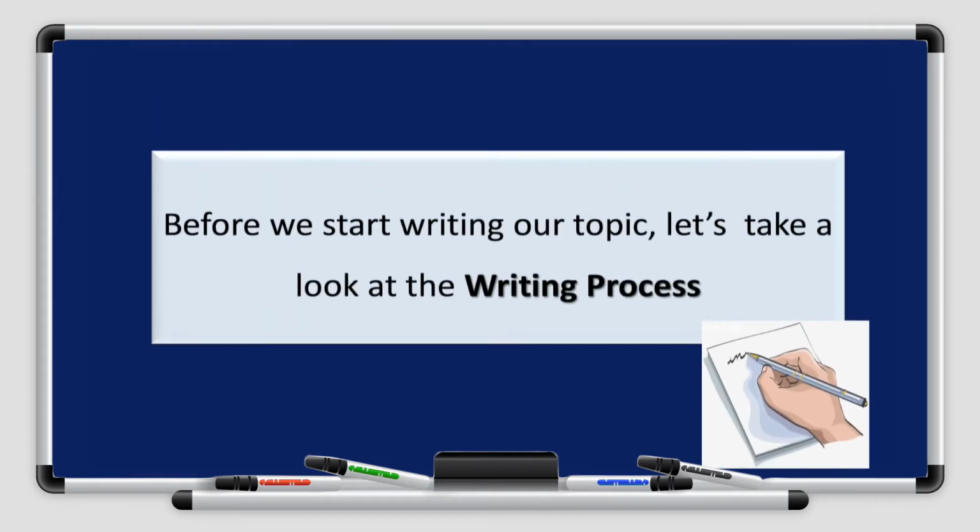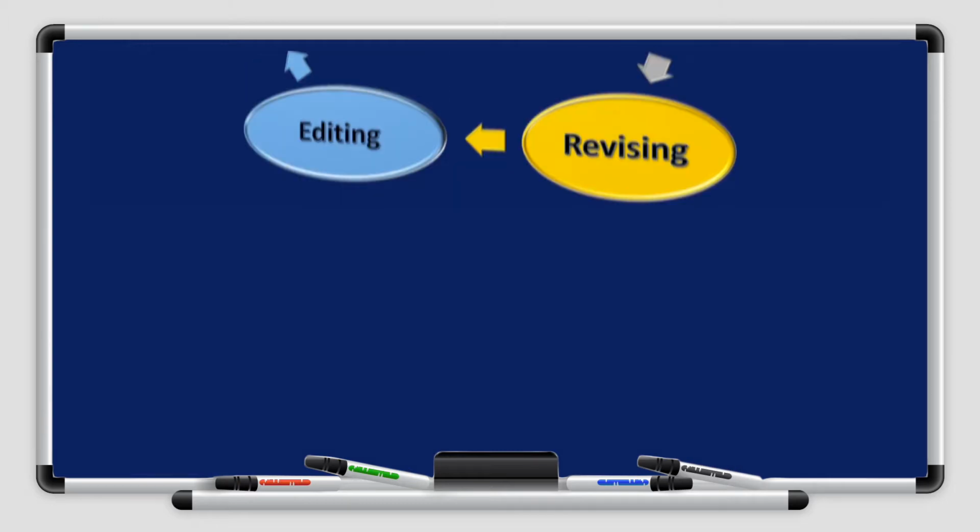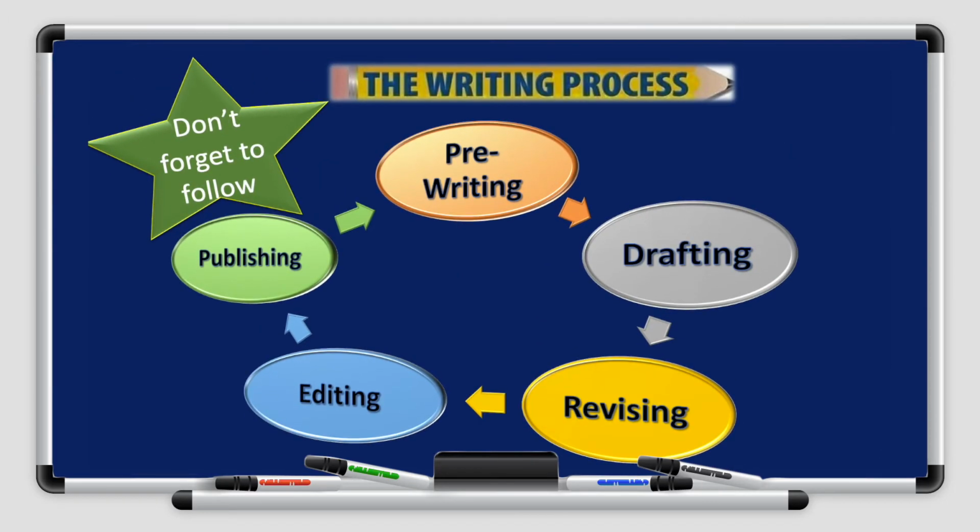Before we start writing our topic, let's take a look at the writing process. As you remember, we have 5 main stages. We start with the pre-writing stage, followed by the drafting stage, revising, editing, and the final stage is publishing. Let's look at each and every stage in detail.